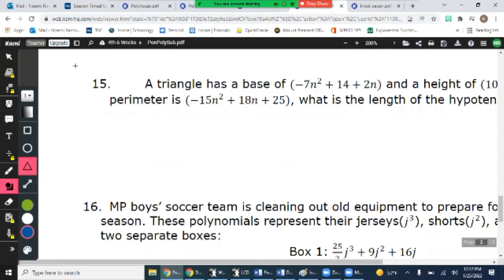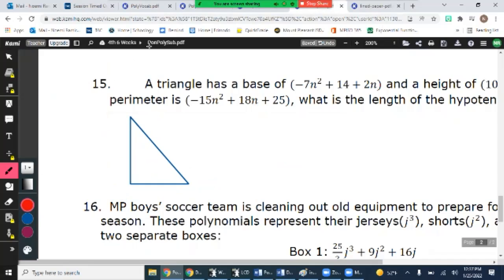So let me get my triangle. It's still giving you a triangle. Let me draw it real quick. Now it says the base is negative 7n squared plus 14 plus 2n. It says the height is what? Y'all are gonna have to read it to me so I don't have to scroll over. 10. What's the height? 10n plus 7 minus 5n squared.